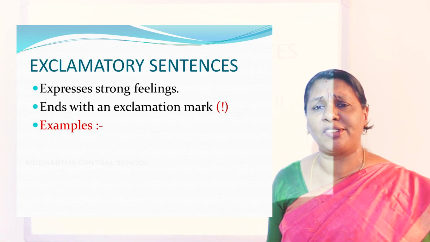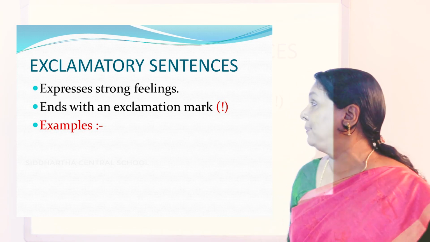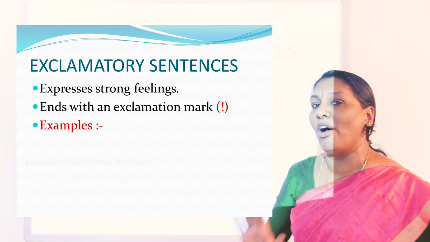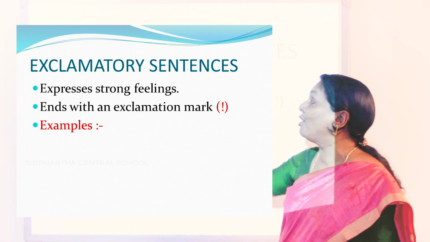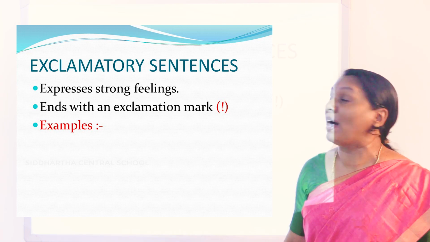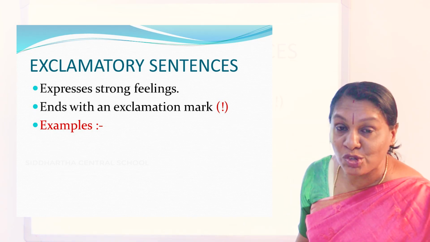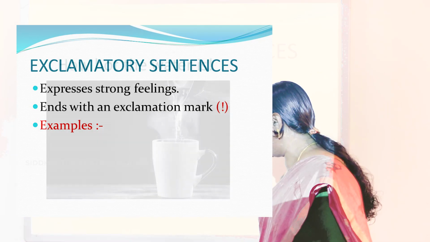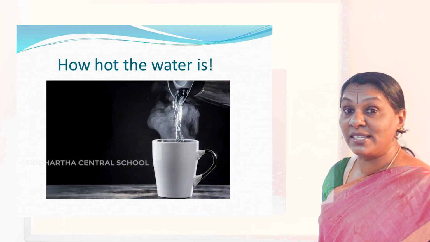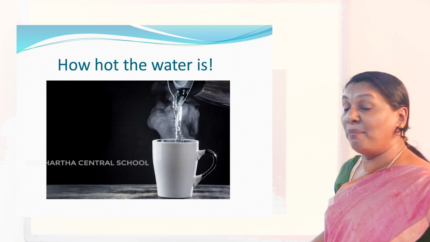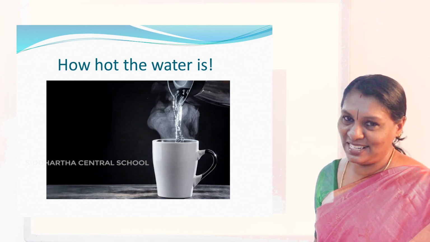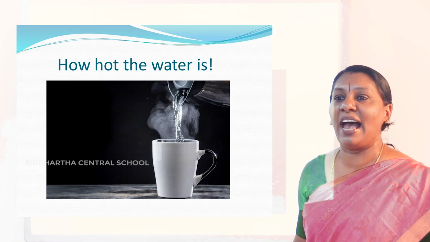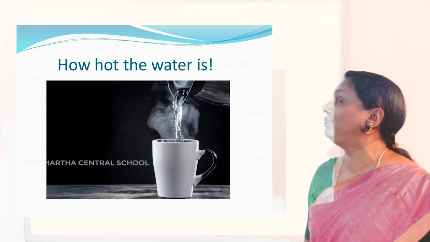Now, what are these exclamatory sentences? Do you have any idea? Exclamatory sentences always express strong feelings. It ends with an exclamation mark. It is also easy to distinguish an exclamatory sentence by looking at its punctuation mark. What is the punctuation mark which you will use? Exclamation mark. Let us see some examples. Look at this. What does the picture tell you? Somebody is pouring water into a coffee mug, right? Just very hot. How will you express it? How hot the water is, and you have used an exclamation mark at the end.